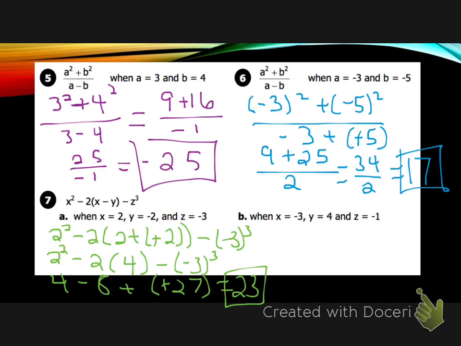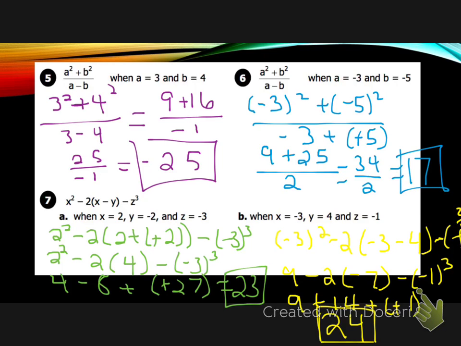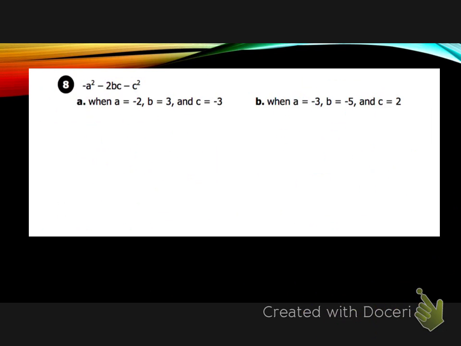Go ahead and pause the video and see if you can get B right. You should have gotten 24 for your answer. If you did not get 24, try it again and see if you can see where you made your mistake. Now go ahead and do number 8 and bring it up to me to have it checked. That way I can check and make sure you got your notes done. Good luck!